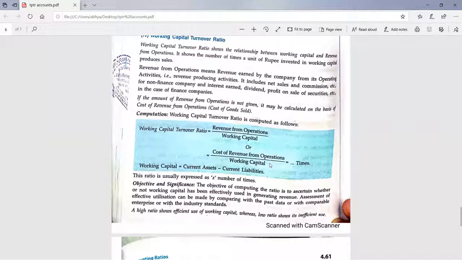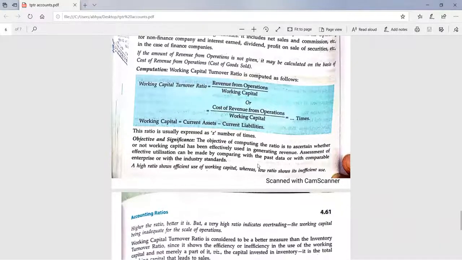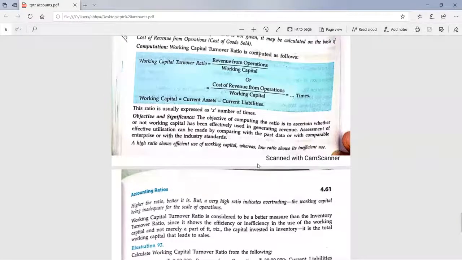So the objective of this ratio is how the working capital is effectively used or not. So I'm going for the question. The formula I'm repeating: RFO upon working capital or cost of RFO upon working capital. The answer will be again in times. So higher the ratio is better ratio.